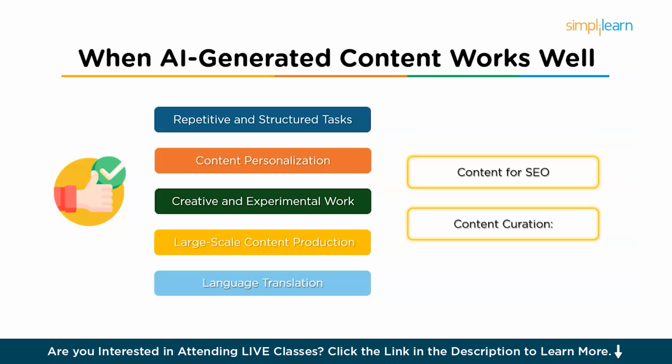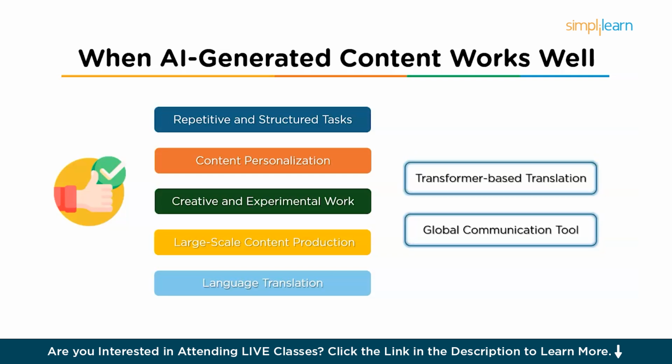Next, it can be used in large-scale content production. For large-scale content production, where speed is critical, AI can generate vast quantities of content rapidly. For example, content for SEO. AI can generate blog posts, articles, or web copy optimized for SEO, helping businesses keep their websites up to date with fresh, keyword-rich content. And then in content curation, AI can help with curating content from various sources, such as news aggregation, by pulling relevant articles and data.